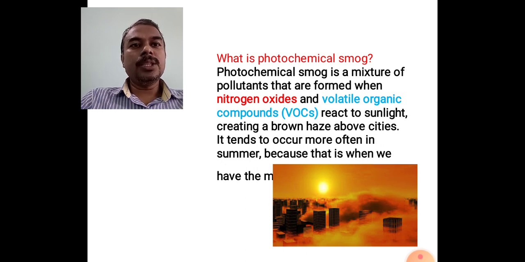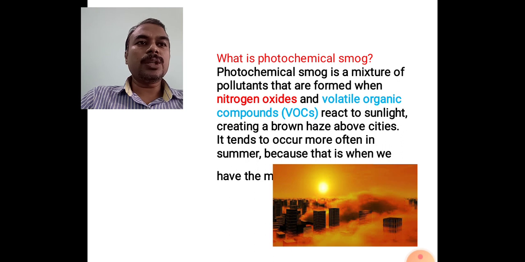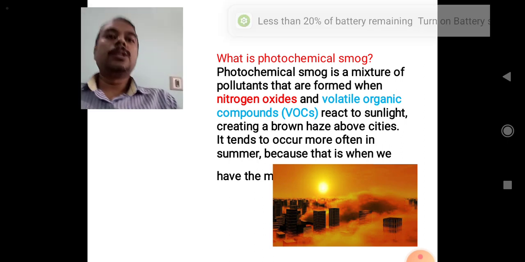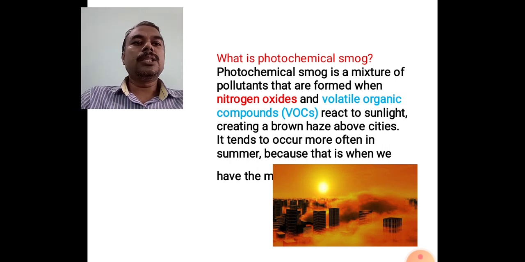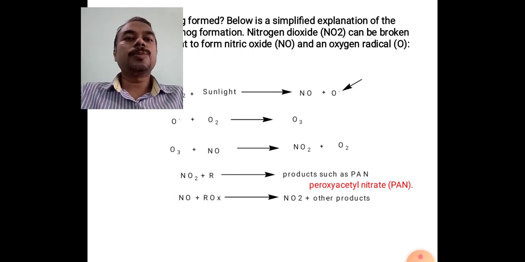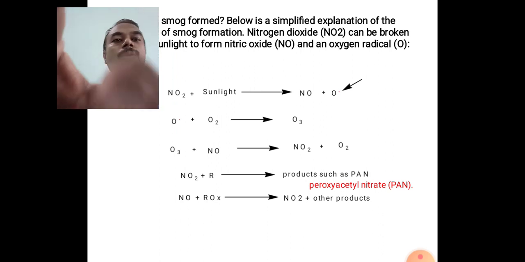Then the major question is, what is a photochemical reaction or photochemical smog? Photochemical smog is a mixture of pollutants that are formed when nitrogen oxide and volatile organic compounds react in the presence of sunlight, which gives a brown haze colored smog. It tends to occur more often in summer. Because of that, it is also called summer smog. How is this smog formed?